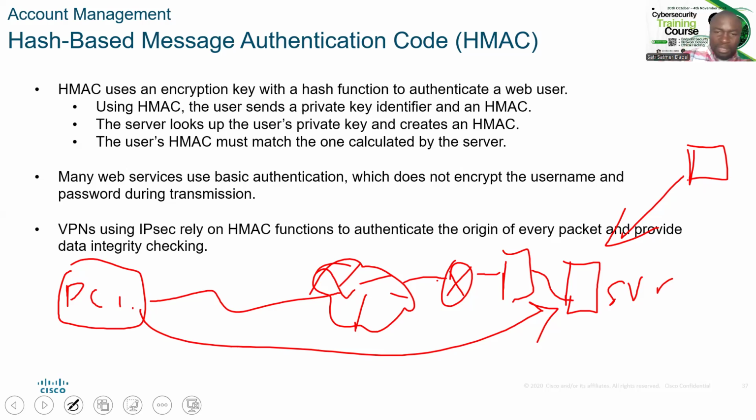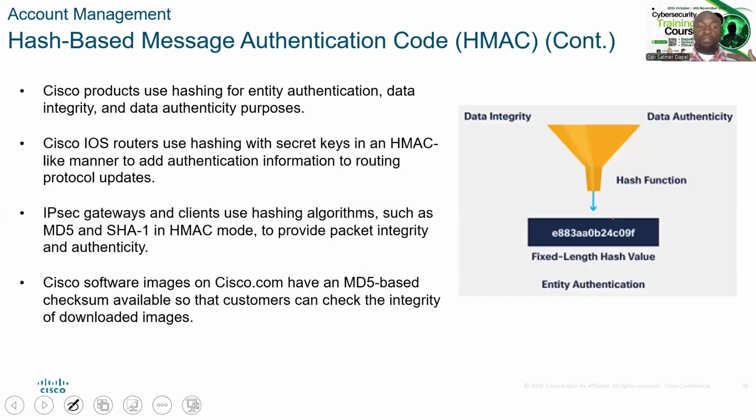You cannot interpret it, because what happens is that the PC here generates a code that will be used to decode it. And it is the server here that will be able to decode it. So anybody that intercepts it on the way in the middle definitely needs to understand what this code is. You cannot know the source or the destination code unless you are the source or the destination. And that is why it's often said that VPN is very, very secure. Cisco products use hashing for entity authentication, data integrity, and data authenticity purposes.